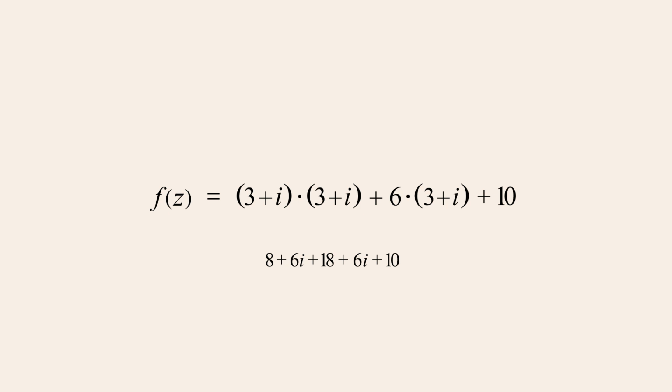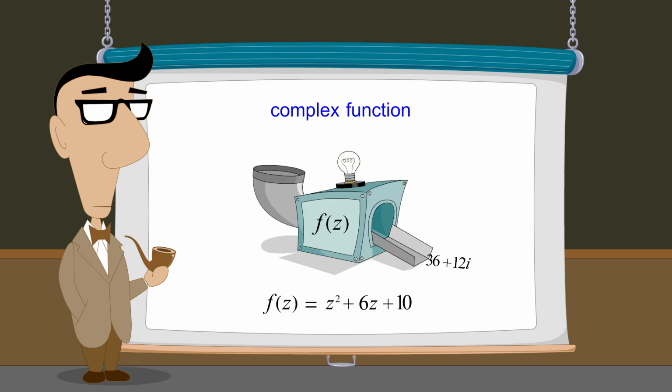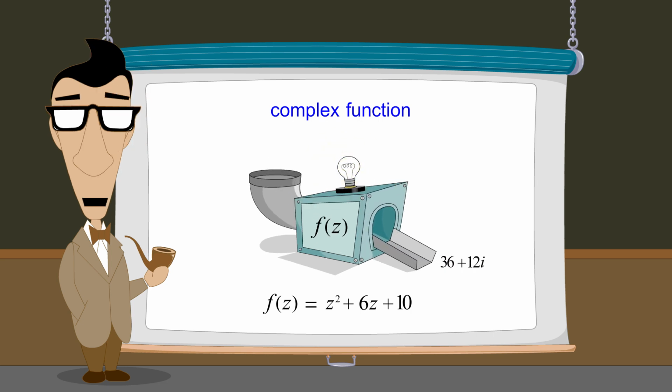Adding the real terms, 8 plus 18 is 26, plus 10 is 36. And adding the imaginary terms, 6i plus 6i is 12i. So an input value of 3 plus i, which is not a solution, produces a non-zero output value of 36 plus 12i.